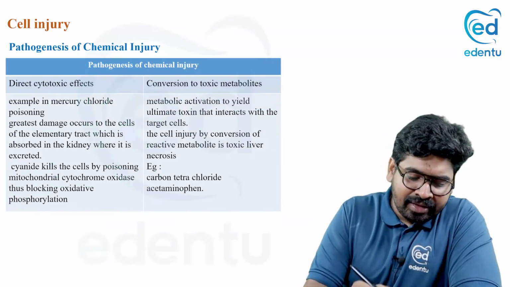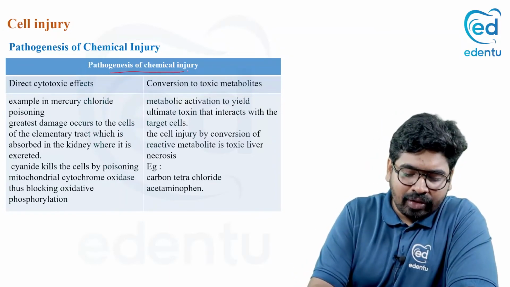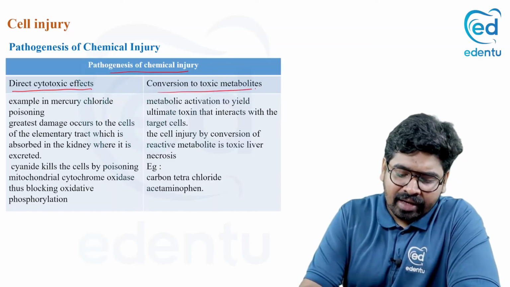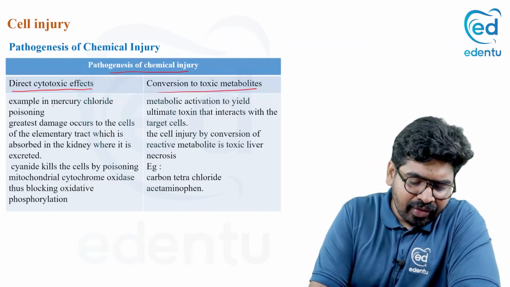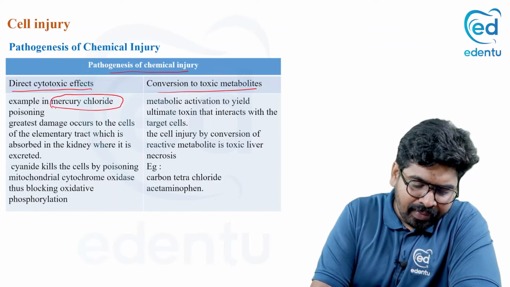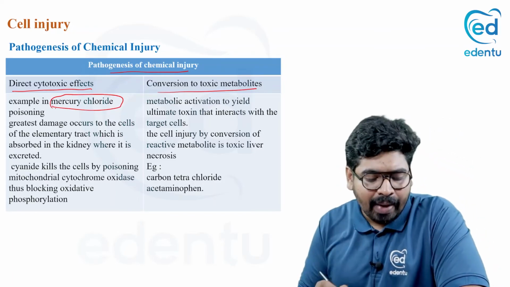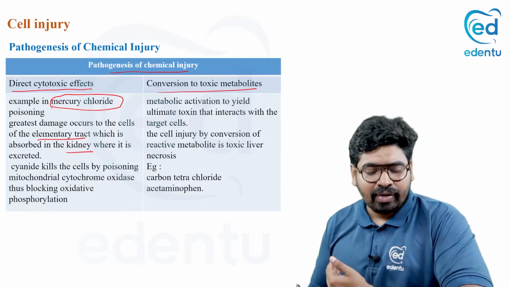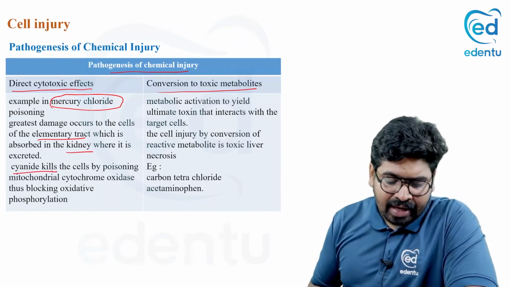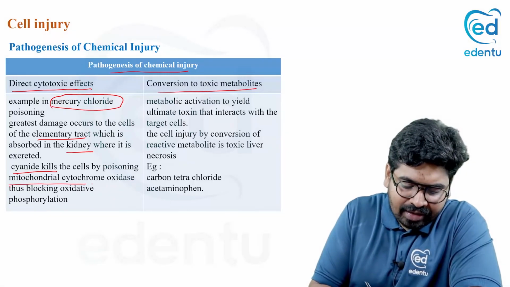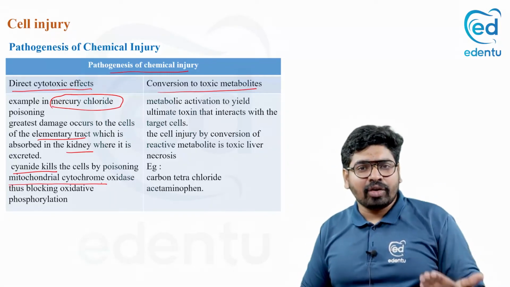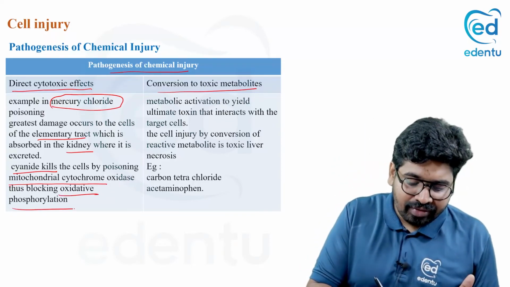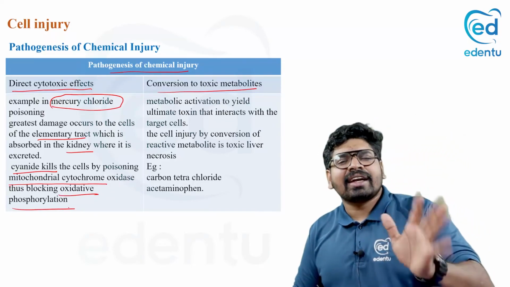Now there is an example for both. In the pathogenesis of chemical injury, there is a direct cytotoxic effect and there are toxic metabolites. For example, mercury chloride poisoning can cause direct damage to your alimentary canal and your kidney, and it can kill. The cyanide also can attack your mitochondrial cytochrome oxidase, and it can reduce your ATP production. It can block oxidative phosphorylation, and it can directly kill the cell.